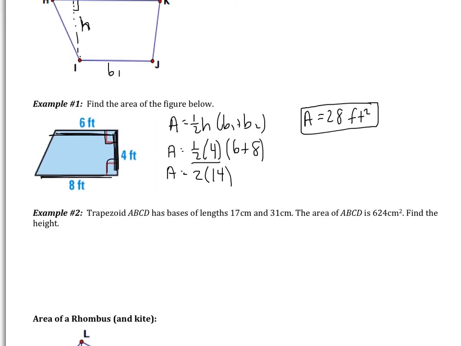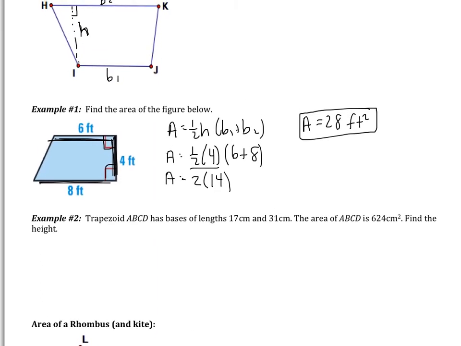Okay, we're going to go on to example 2 now. Example 2 says trapezoid ABCD has bases of lengths 17 and 31. The area of ABCD is 624 centimeters squared. Find the height. I would like you to pause the video and try this one on your own, please. Give yourself about 1.5 minutes, 2 minutes, set up the problem, and solve for the height. Good luck.